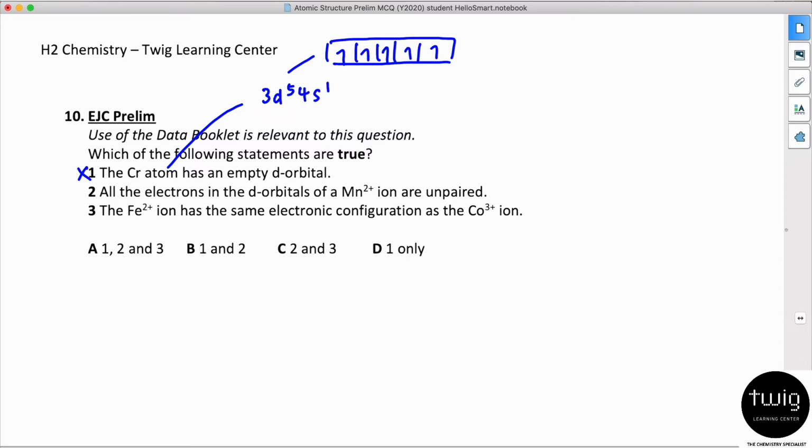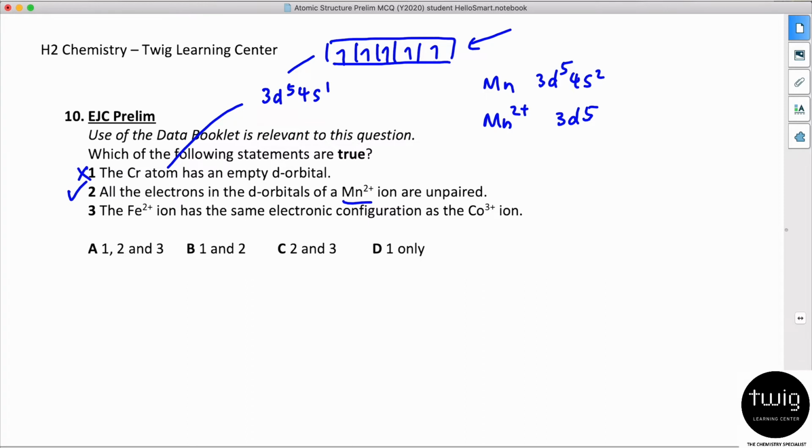All the electrons in the d orbitals of Mn2+ are unpaired. If you look at the configuration for manganese, it's supposed to be 4s2, 3d5. But we want Mn2+, so Mn2+ would be 3d5. You take away from the 4s. So all the electrons in the d orbitals of Mn2+ are unpaired. That's true. d5, all of them are unpaired like this. See? All of them are unpaired. So 2 is definitely correct.